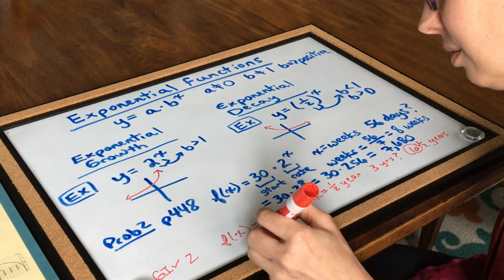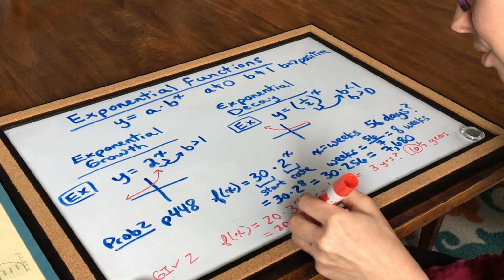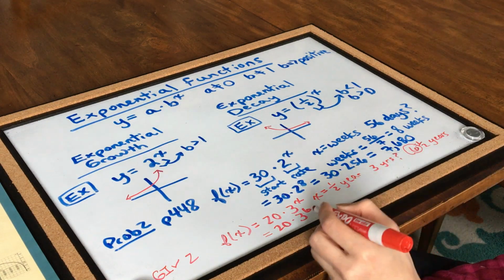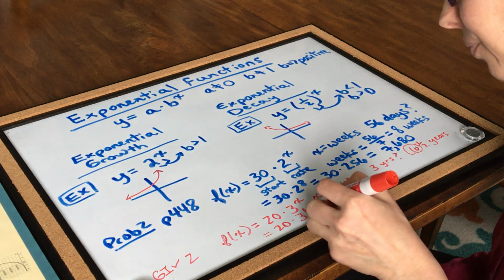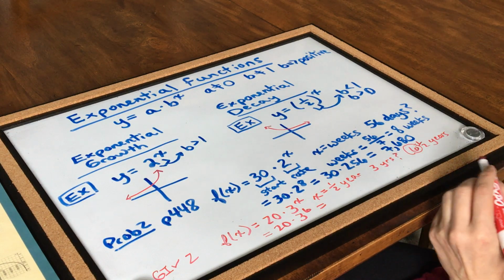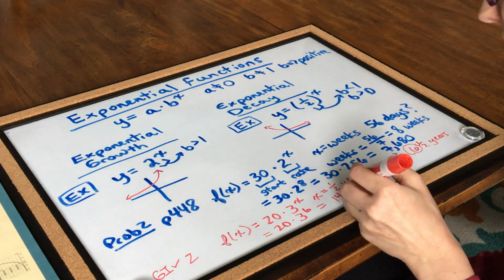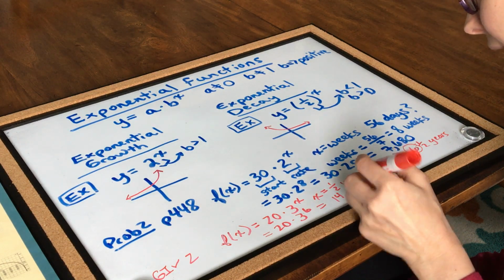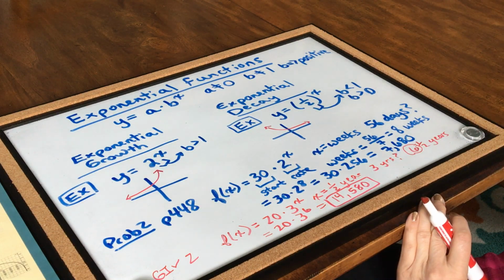So my f of x equals 20 times 3 to the 6th power. Now, 3 to the 6th power is a really gigantic number. This is the point where you want to get out your calculator. If I get out my calculator, 20 times 3 to the 6th power is 14,580 rabbits. That's a lot of rabbits, folks. But this is exponential growth, so that does make sense.